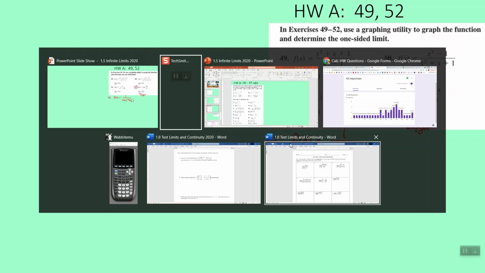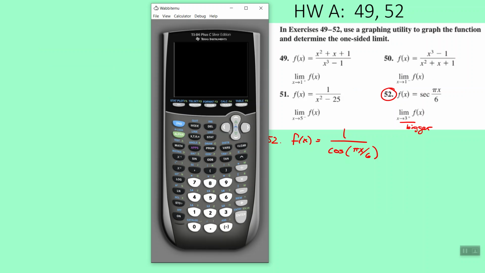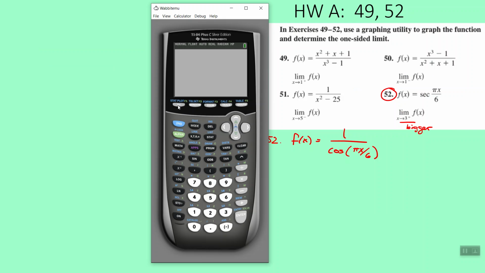All right, so I got this ready ahead of time. Here it is on. Go to y equals. There it is typed in: 1 over cosine of pi x over 6. And we can zoom trig, Zoom number 7 for trig graphs, and it's going to graph it for us. There's a vertical asymptote right here. Here's another vertical asymptote right here. I imagine this is the one that's at 3.